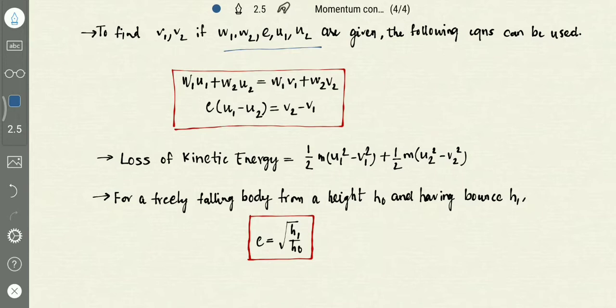If these are given, and it is asked to find V1 and V2, then the following equations can be used. What are those equations? W1 U1 plus W2 U2 is equal to W1 V1 plus W2 V2. What is this? Conservation of momentum. And E into (U1 minus U2) is equal to V2 minus V1. We have seen the coefficient of restitution formula as V2 minus V1 by U1 minus U2. Taking U1 minus U2 to the LHS from the RHS, we get this. So these two equations can be used. This is the conservation of momentum equation, and this is the coefficient of restitution formula.